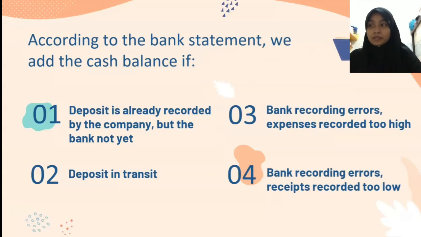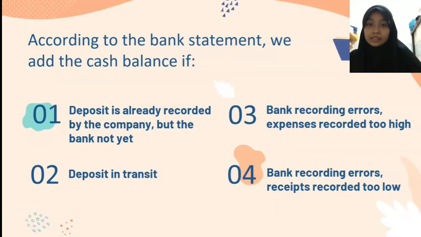According to the bank statement, we add to the cash balance if, first, a deposit is already recorded by the company but the bank has not yet. So we have to add to the bank statement's cash balance in the reconciliation if the bank has not recorded the deposit yet. Second, deposit in transit. Deposit in transit means the deposit is still in process. It means the bank has not recorded it yet. It's almost the same as point 1. So we have to add to the bank statement cash balance in the reconciliation too.